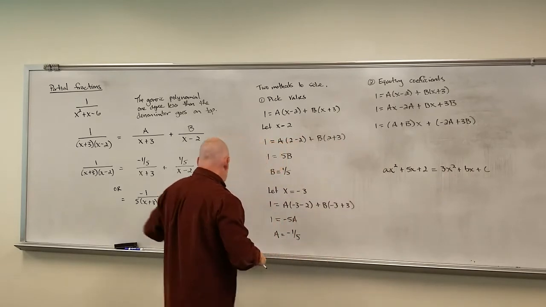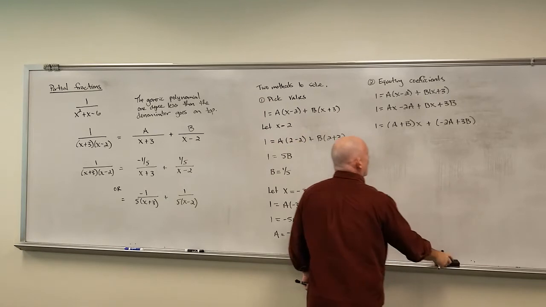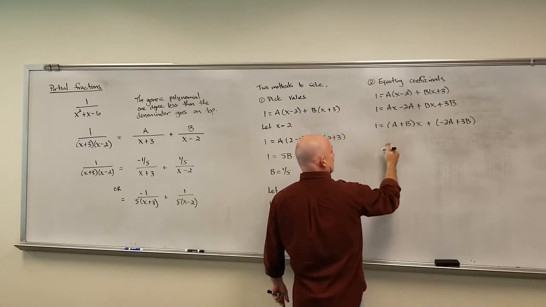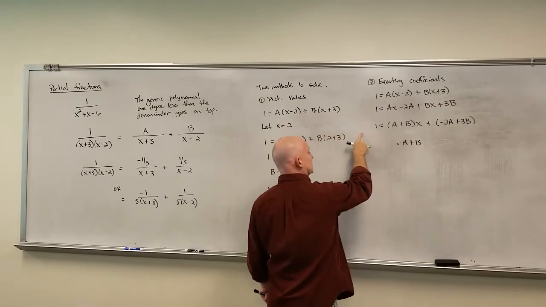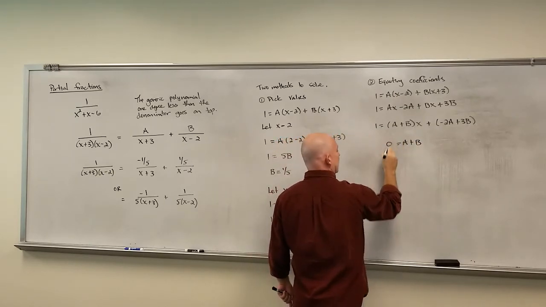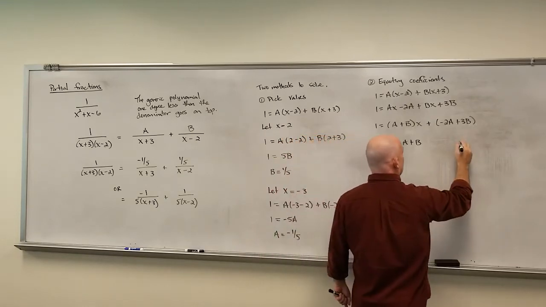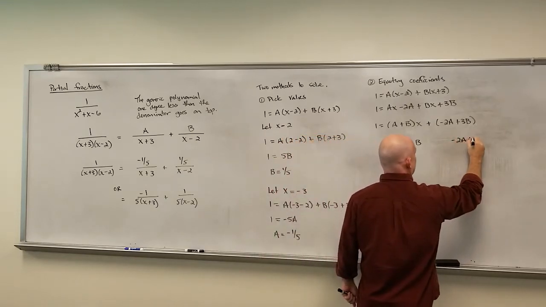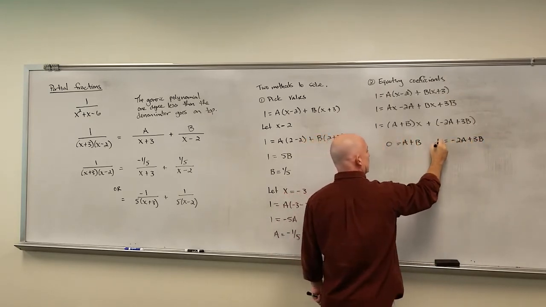So we're going to do the same thing up here, it just looks a little bit more abstract. What's in front of the x on the right-hand side is a + b. What's in front of the x on this side? Well, we don't have any x's, so that has to be 0. The number on the right-hand side is -2a + 3b. What's the number on the left-hand side? A 1.